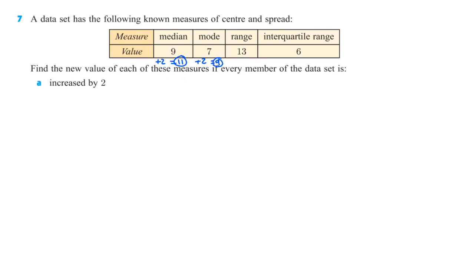Okay. Now if we take the range as 13, that's the highest minus the lowest. So the highest, if everything got increased by 2, is going to be 2 higher, but also the lowest is going to be 2 more than that. So our range should stay the same. It's not going to change any. And the interquartile range should also stay the same because, again, the lower quartile got moved up by 2 and the upper quartile got moved up by 2. So when you subtract those from each other, you should still end up with 6.